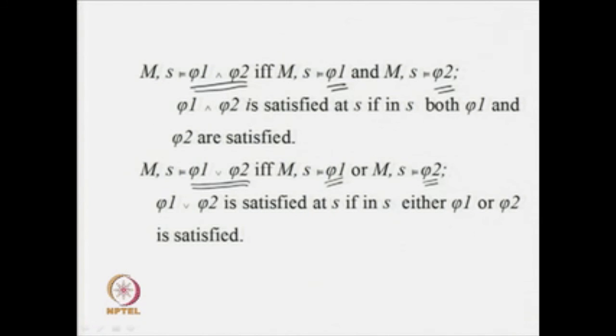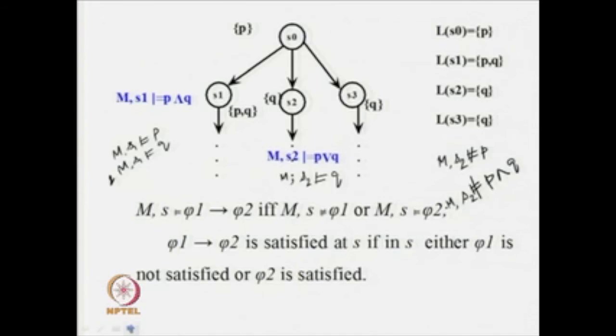You say that S models phi 1 and phi 2, provided M, S models phi 1 and M, S models phi 2. So, both must be true over here. So, since in this particular state it does not model P, we can say that M, S 2 does not model P and Q.